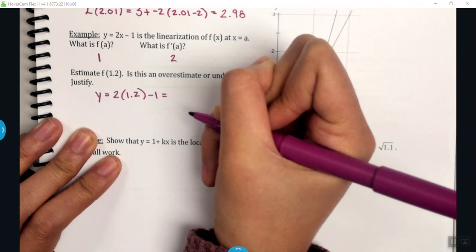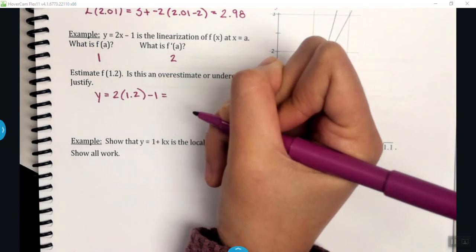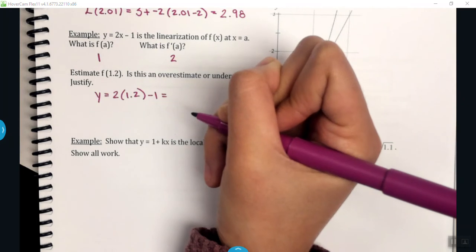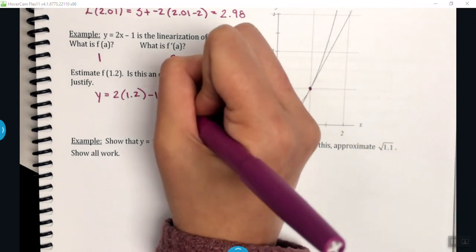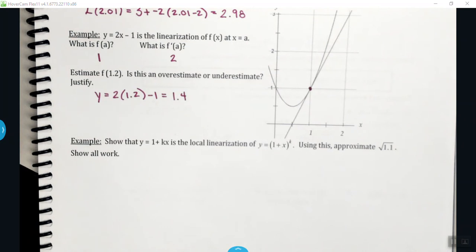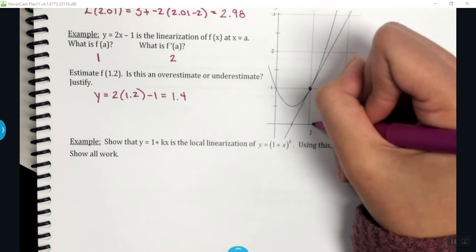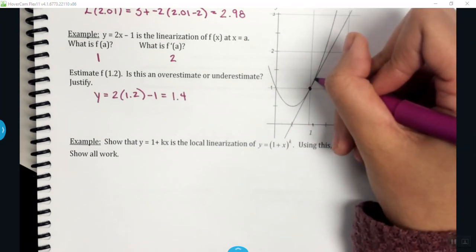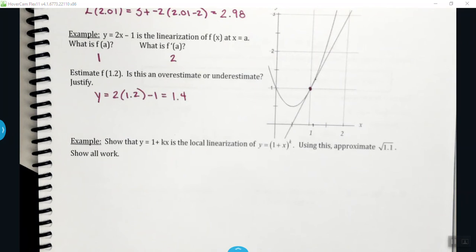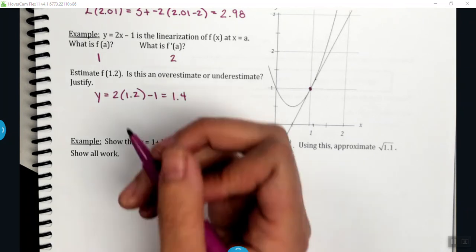Did I do that right? No, I don't think it is. 1.4. 1.2 is here. Yeah, it's about 1.4, I guess. Is this an over or an underestimate? Underestimate.